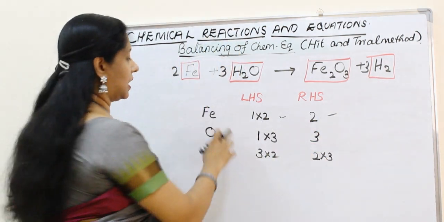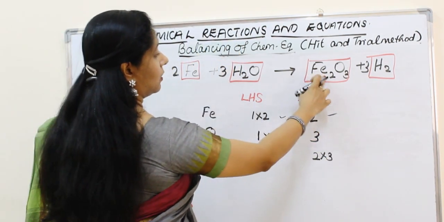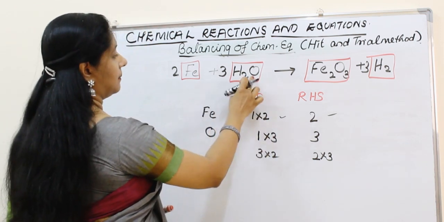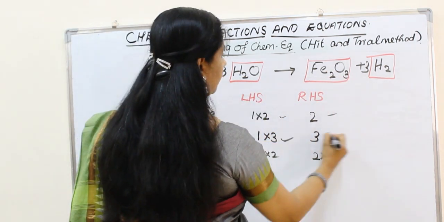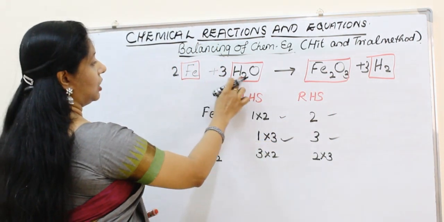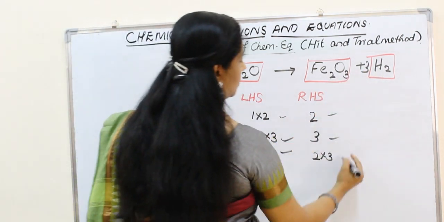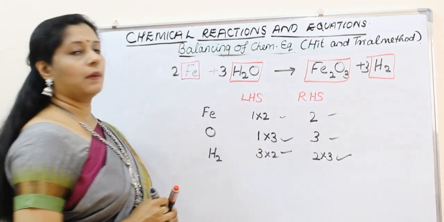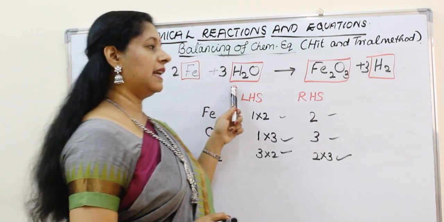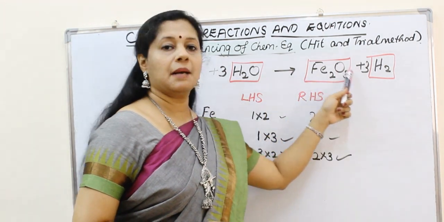Once again we will recheck. Iron 2, this side also 2. Fine. Oxygen 3, here also 3. Fine, no change. Hydrogen 3 into 2, 6. Here also 3 into 2, 6. So the final equation is 2Fe plus 3H2O gives Fe2O3 plus 3H2.